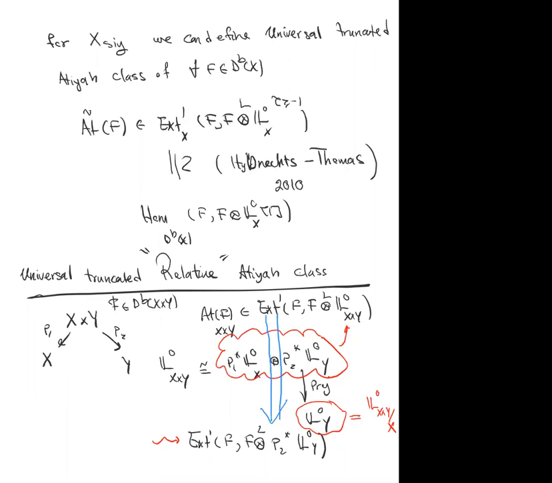This is why, as soon as you get this group, there is an element in here: the universal truncated Atiyah class of F for X cross Y relative to the thing whose cotangent complex you coned out or modded out with. It's an element of this group. So we can have a universal truncated relative Atiyah class. What's the application of this? Well, here's an example.